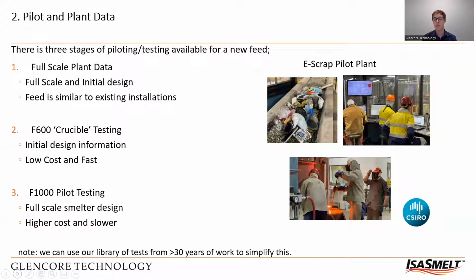There are 2 stages of test work. At the early stages of the project, we do F600 crucible testing. This gives us initial design information, particularly for the molten bath components, so the slag and the matte or the metal phase, looking at the distribution of elements in there and giving us a good understanding of that slag chemistry.